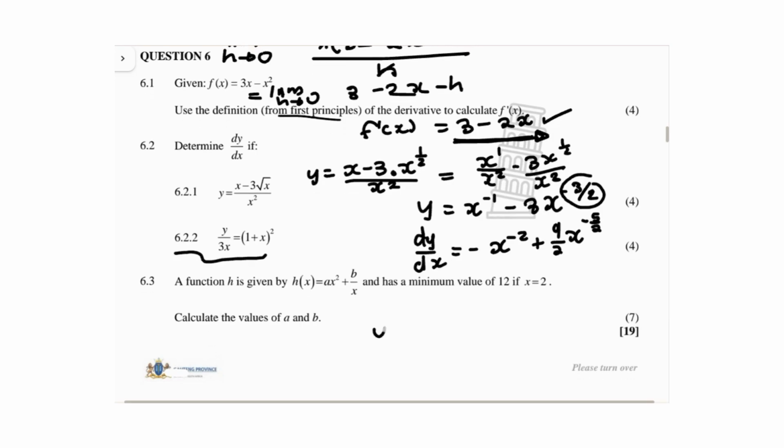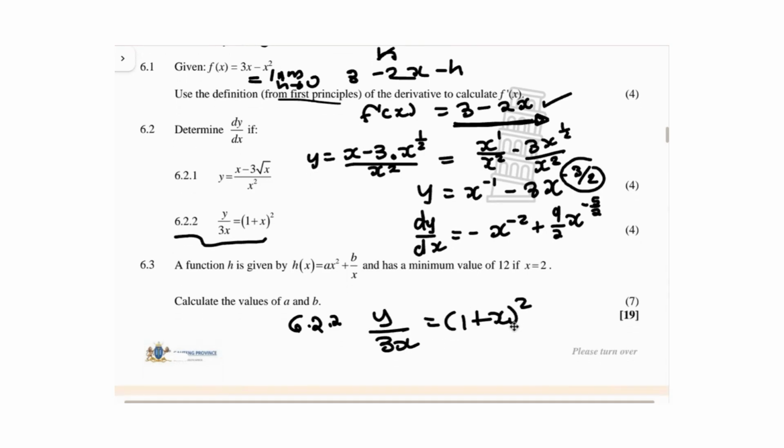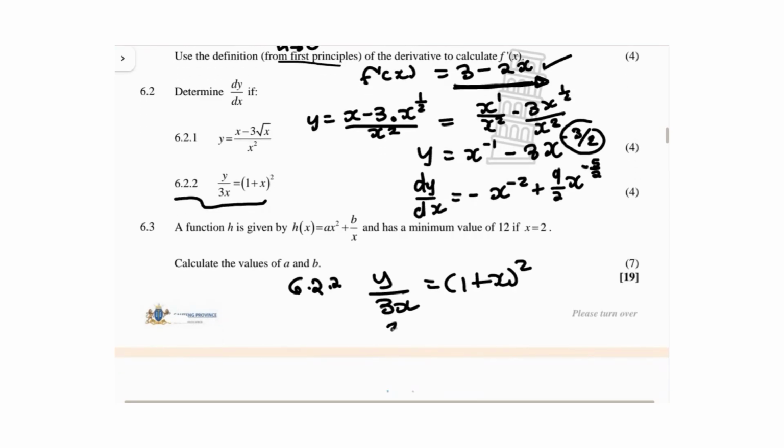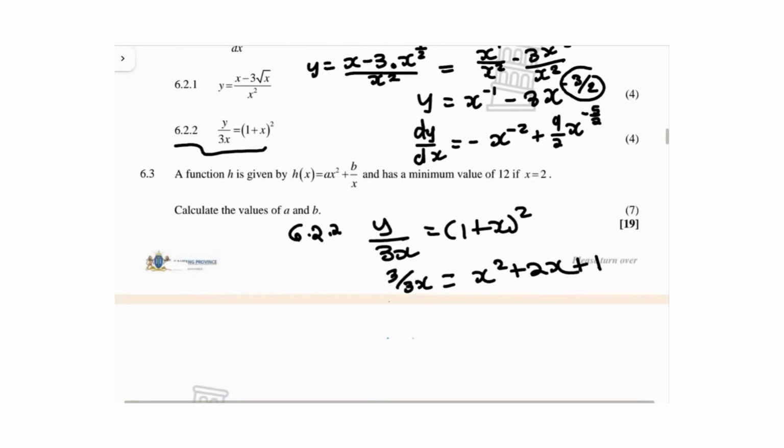So this is for 6.2.2. Sorry guys, with a little bit of disorganization on my screen. So 6.2.2, y over 3x equals 1 plus x squared. So I'm still keeping it as y over 3x equals, and when we FOIL that, we're going to have x squared plus 2x plus 1. Sorry, that is supposed to be a y.